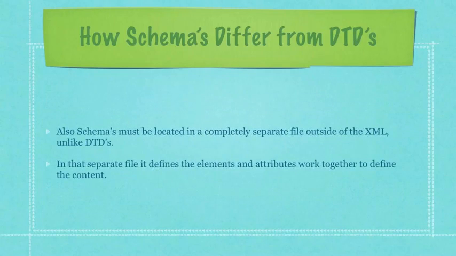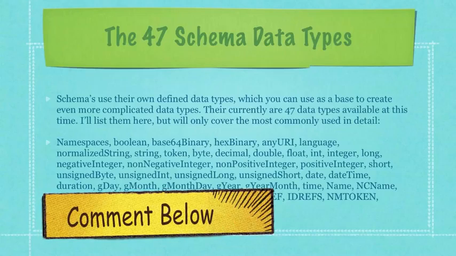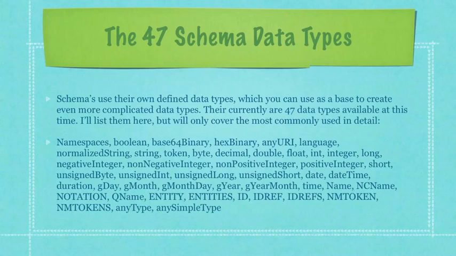Also, schemas must be located in a completely separate file outside of the XML, unlike DTDs. In that separate file, it defines how the elements and attributes work together to define the content. Schemas use their own defined data types, which you can use as a base to create even more complicated data types. There currently are 47 data types available at this time.